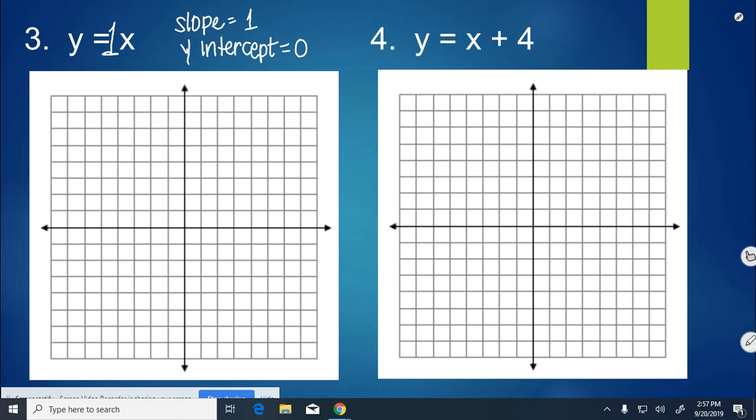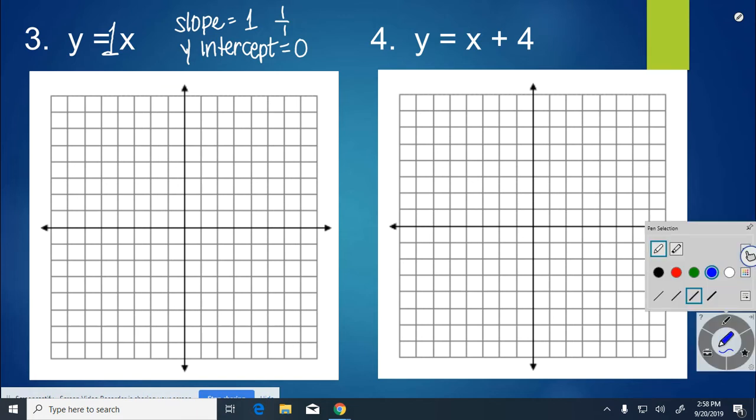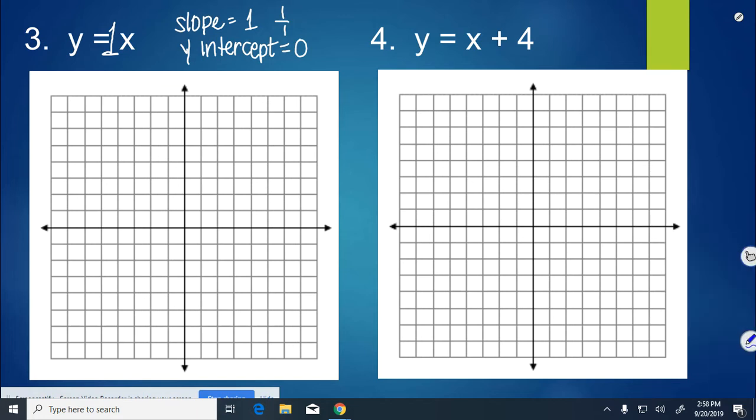That x by itself means that there is 1x. So my slope is 1 or 1 over 1. So now I'm going to start plotting those points. We start at 0, go up 1 over 1, up 1 over 1, up 1 over 1, and so on repeatedly. And down 1, left 1, down 1, left 1 repeatedly.